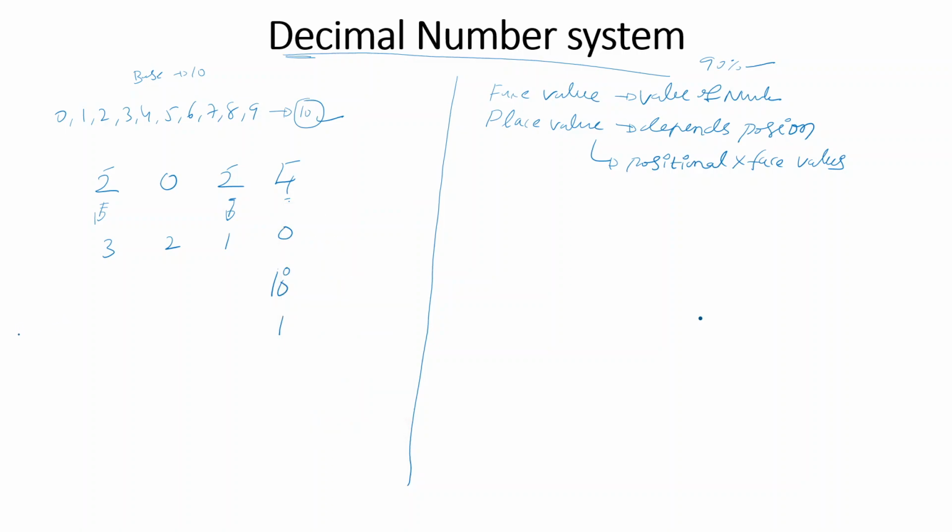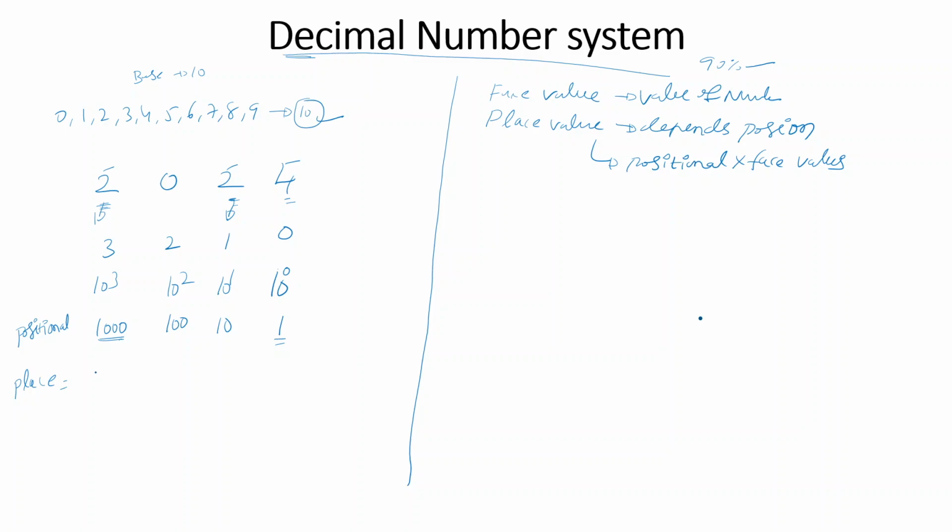We can call this the positional value. Where this 4 is, in which place, which position: the ones place. Now 10 to the power of 1 is the tens place, 10 to the power of 2 is the hundreds place, and 10 to the power of 3 is the thousands place. So this 2 is in the thousands place, and this other 2 is in the tens place. Now how does the place value come? Simply multiply the positional value by the face value. This positional value is 1000, so the 2 is in the thousands place.